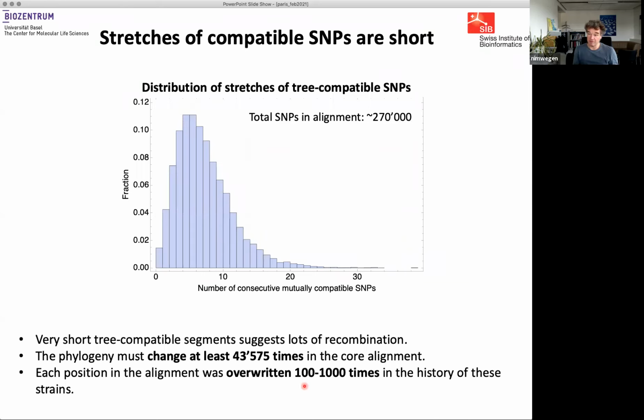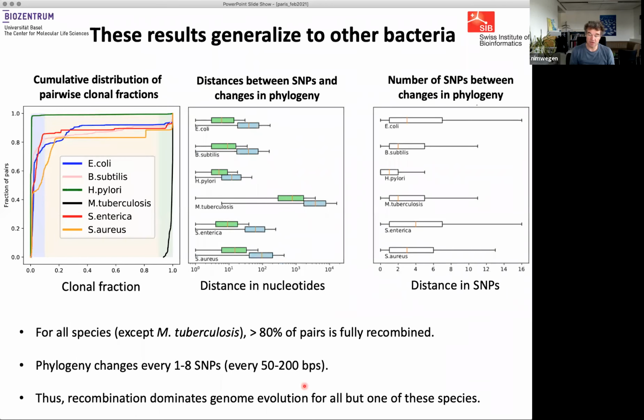So the clonal phylogeny information has been overwritten many, many times in the history of the evolution of these strains. This is not unique to E. coli. We looked at a number of other bacteria, and with the exception of tuberculosis, which evolves mostly or entirely clonally, all other species show that recombination is dominating sequence evolution.